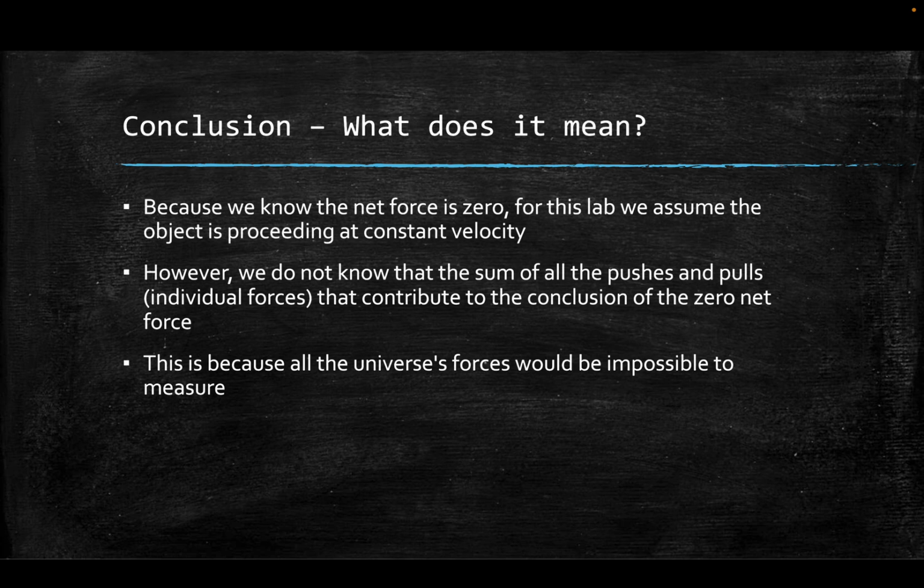And some conclusions, what does this mean? Because we know that the net force is 0 for this lab, we assume the object is proceeding at constant velocity. However, we do not know the sum of all the pushes and pulls that contribute to the conclusion of the 0 net force. And this is because it would be impossible to measure all of these forces.